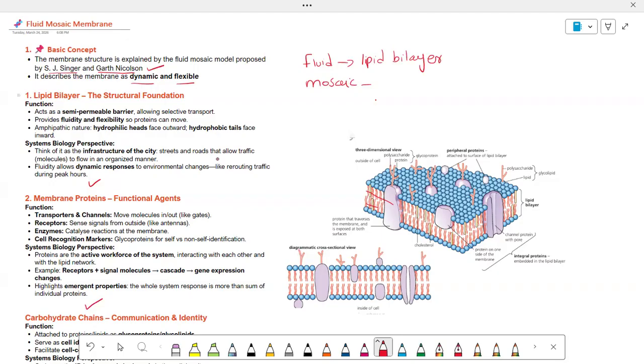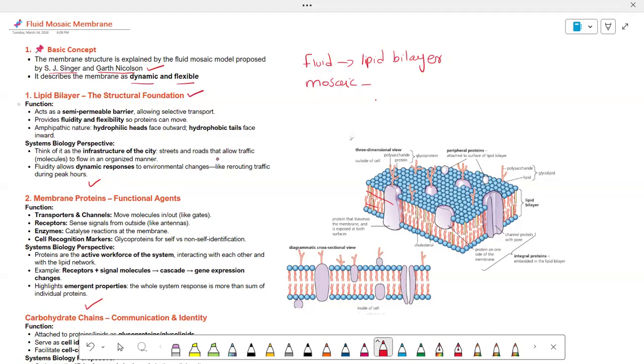Okay, I want to explain that today I'm not going to explain it traditionally. We will also explore its systems biology perspective, how this cell membrane works as a system, how all components are connected with each other, because in a system different components are interconnected and form a whole. So let's start with the lipid bilayer. That is the structural foundation.